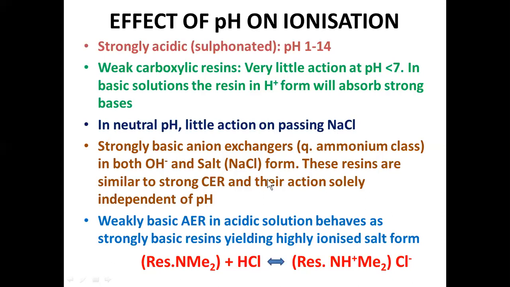So strongly basic anion exchangers, such as N plus Me thrice Cl minus containing resins, exist in both OH minus and chloride form. These resins are similar to sulfonated resins, the strongly acidic resins, and these resins are also independent of pH. You can maintain whatever pH is required. But of course, weakly basic anion exchange resins in acidic solution behave as strongly basic resins.